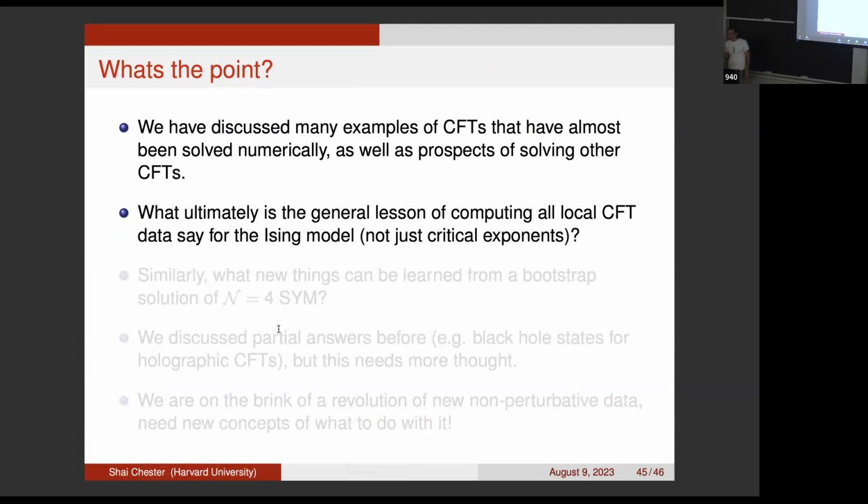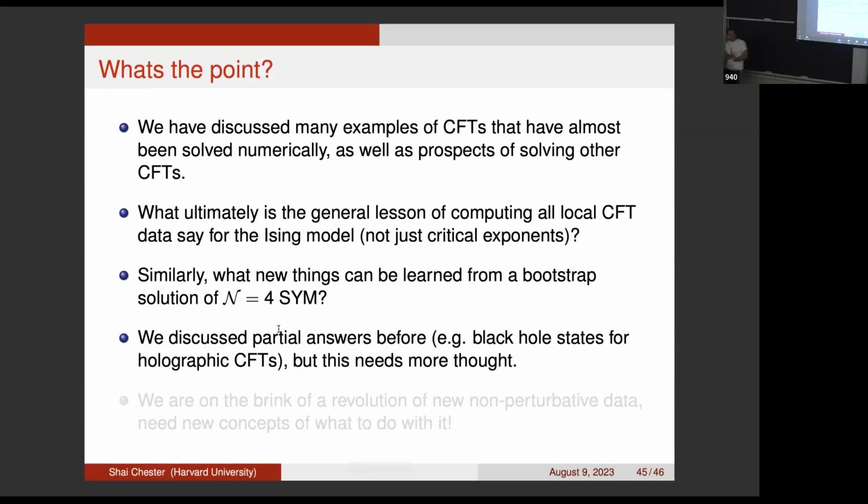So I understand the critical exponents that we measure experimentally, but why do I care about the 50th lowest dimension operator of spin 72? Similarly, what new things can actually be learned from a bootstrap solution of N equals 4 super Yang-Mills? So I gave some answers.